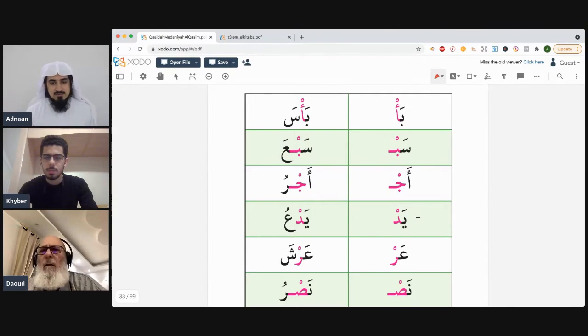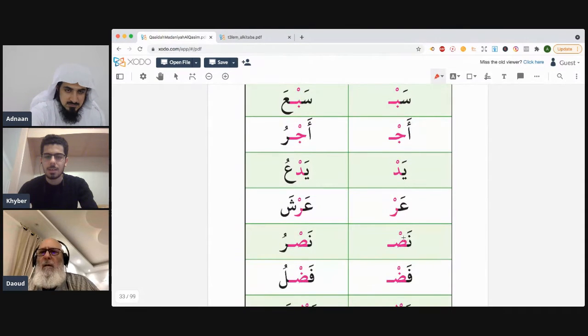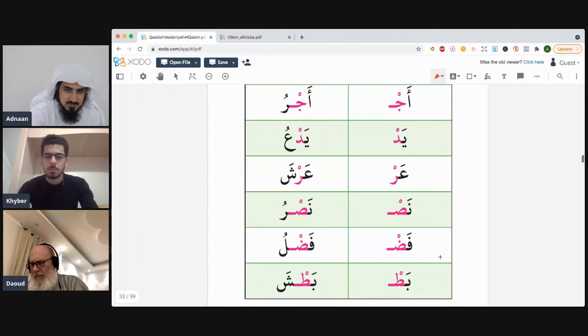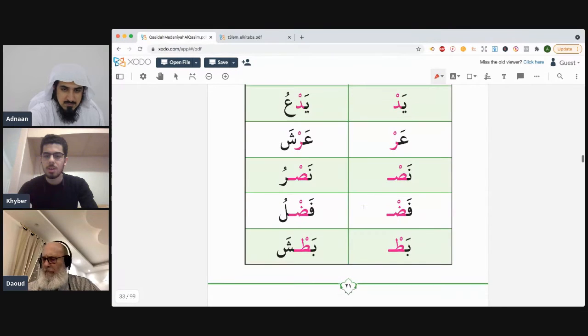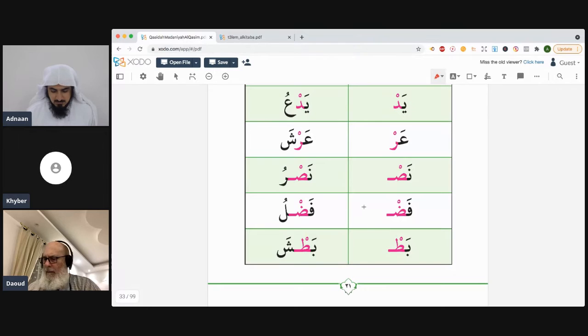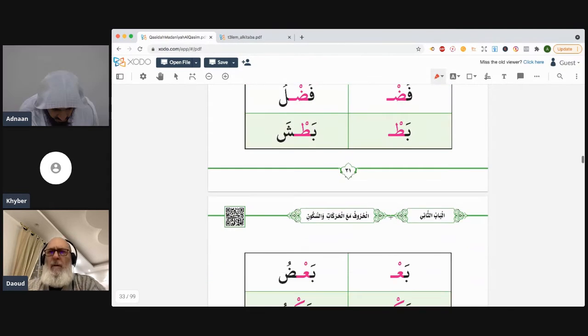Bismillah ar-Rahman ar-Rahim. Ba, ba, ba, ba, sa, sa, sab, sab, sab'a, aj, ajru, ya, yad, yad'u, arsha, nasru, fadlu, batsha. Ahsan.